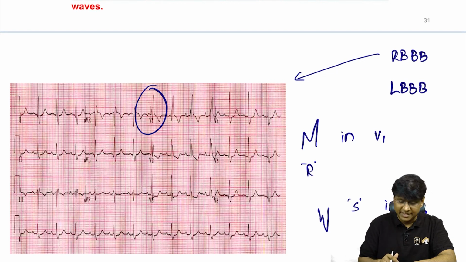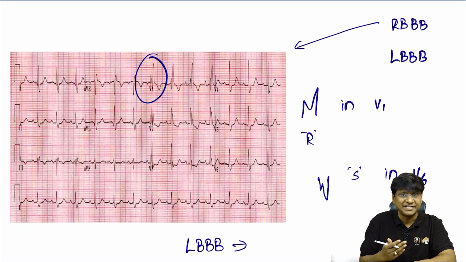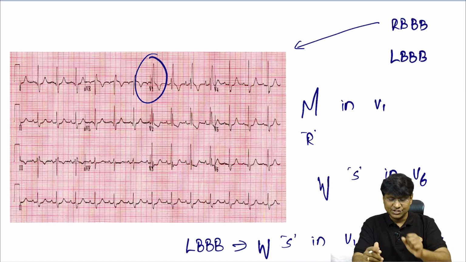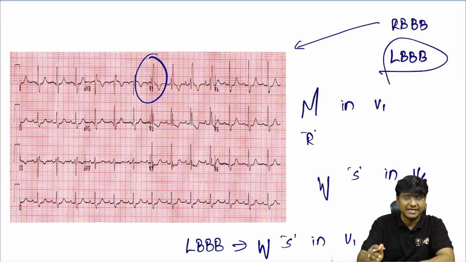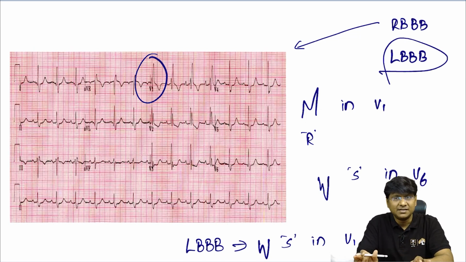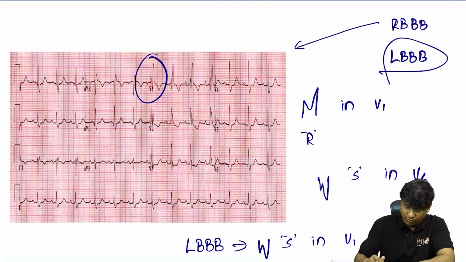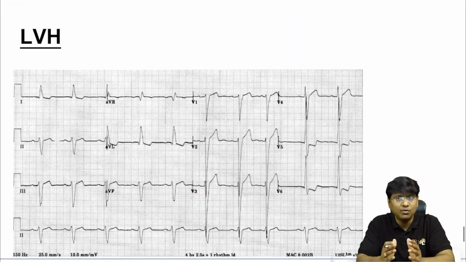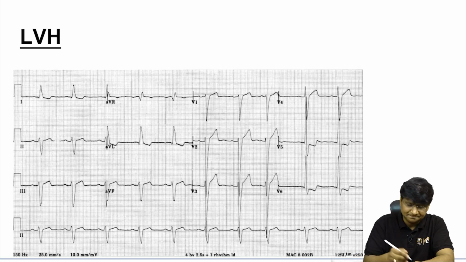In cases of left bundle branch block, the ECG changes will be, you will have W-shaped S wave in V1, right, and M-shaped R wave in V6. Okay, so this will be the ECG changes in case of left bundle branch block. In both the bundle branch blocks, the QRS complexes will be more than 120 milliseconds, right? So that is about how the QRS complex abnormality will be.